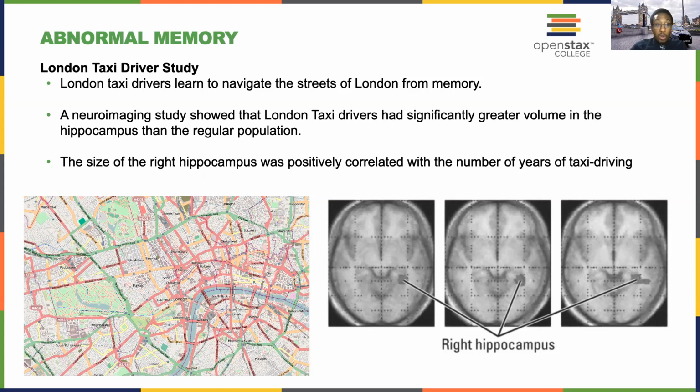A famous neuroimaging study showed that London taxi drivers had significantly greater volume in the hippocampus than the regular population. A bigger hippocampus would indicate a better ability to transfer information from short-term memory into long-term memory. And the size of the right hippocampus in these participants was positively correlated with the number of years of taxi driving. So the longer someone had spent taxi driving, the larger their hippocampus. I'm attaching a video to our Canvas page that explains this in more detail.